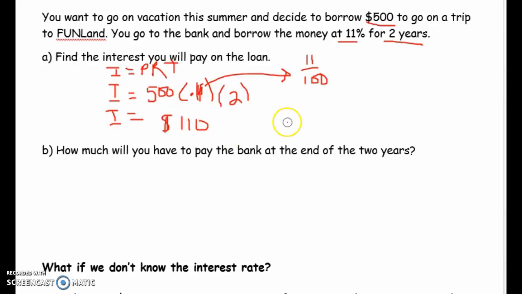So just keep this in mind. That means you borrowed $500 to go on a trip. You're going to have to pay an additional $110 because you borrowed the money. So how much will you have to pay the bank back at the end of the 2 years? Well, you borrowed $500, so you certainly have to pay that back. Plus, you have to pay the interest back, which is another $110. That makes a total of $610. That's a lot of money for a trip.